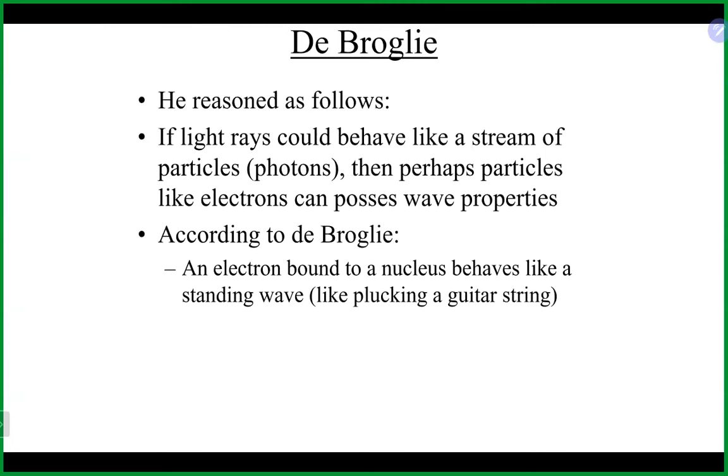He just sort of theoretically thought about it, and later on, it was sort of proven through experimentation. But he reasoned that if light waves could behave like a stream of particles, then perhaps particles could also possess a wave-like property. And according to de Broglie, he thought of an electron as being bound to the nucleus like a standing wave.